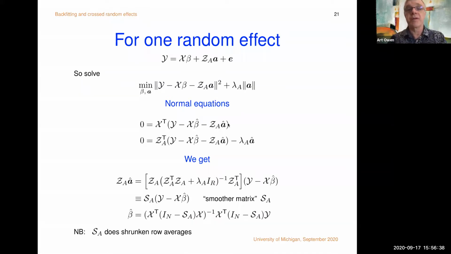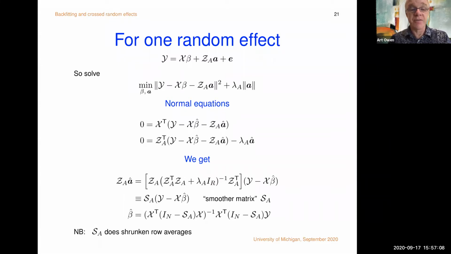If you have one random effect, then your model would have dummy variables for that effect, and you would be doing this least squares thing per Robinson, and then you'd get the normal equations. If we differentiate this with respect to beta, then we get this normal equation. And if we differentiate with respect to A, we get that normal equation. And if you solve those two together, you get that, well, ZA times A hat.